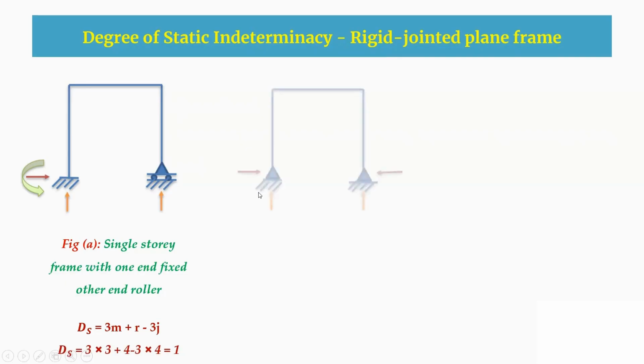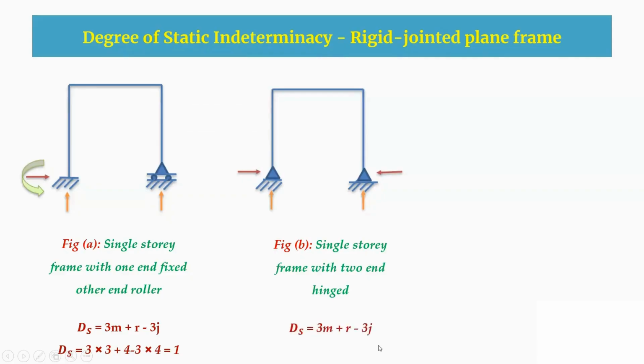Now consider another example, which is figure B. This is a single story frame which has two ends hinged. Here the degree of static indeterminacy equation is this one, and the total members are 3, the reactions are 4, and the joints here are again 4. So again the static indeterminacy is 1.